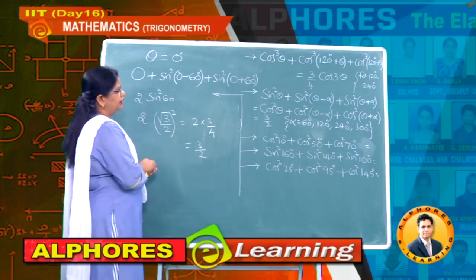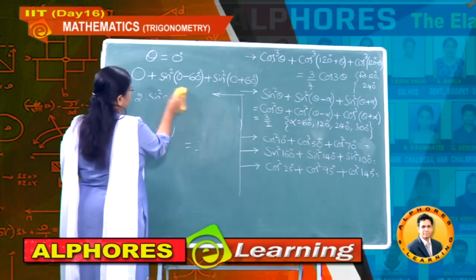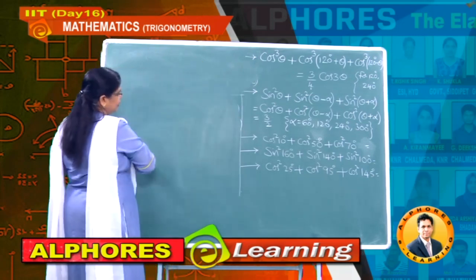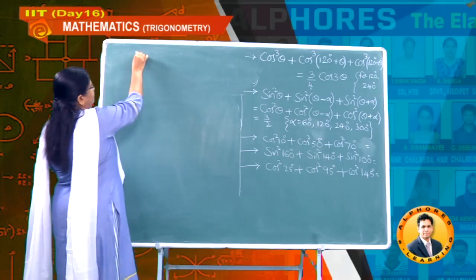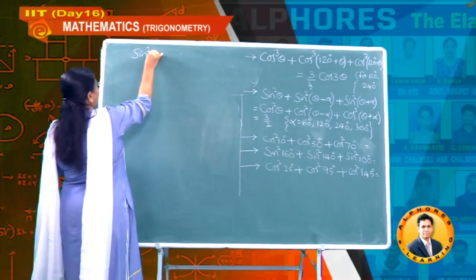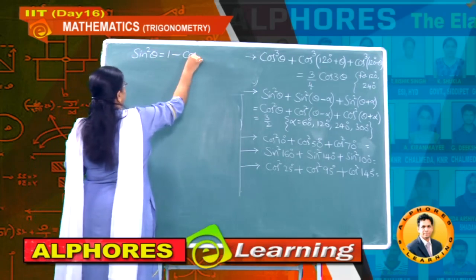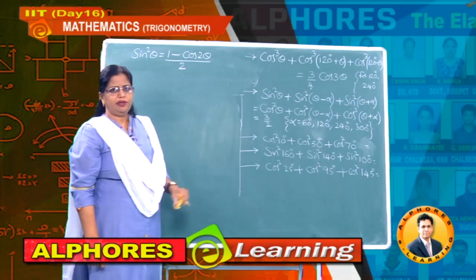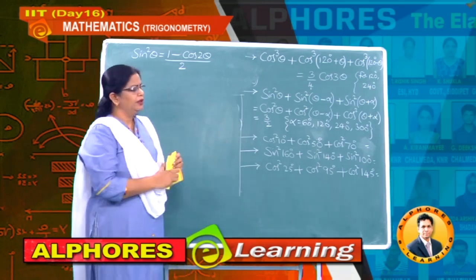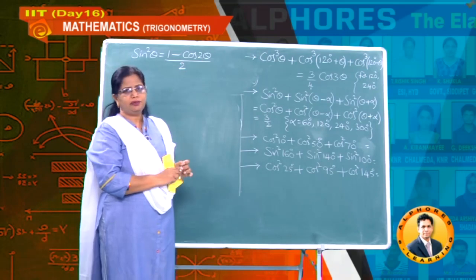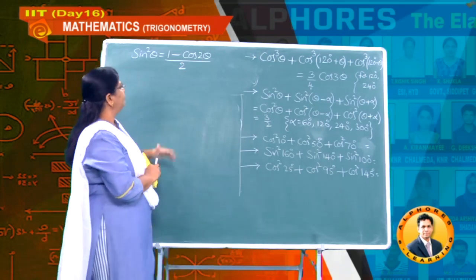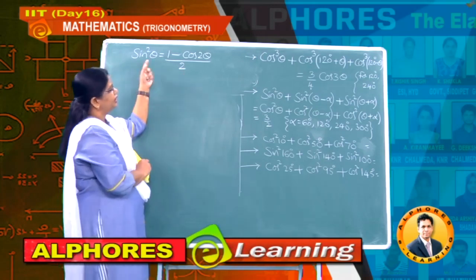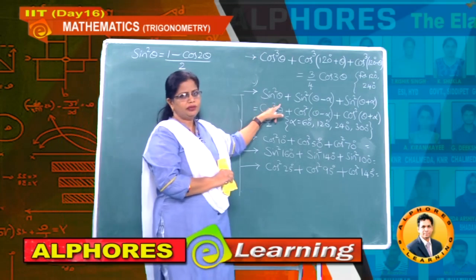The direct method. In the previous session we have proved two important formulae, and those are nothing but sin square theta equal to 1 minus cos 2 theta divided by 2, and cos square theta is nothing but 1 plus cos 2 theta by 2. These we evaluated from the concept of the cos 2 theta formula. From that, in the previous session we deduced this result. Now basing on this result we are going to solve this problem.